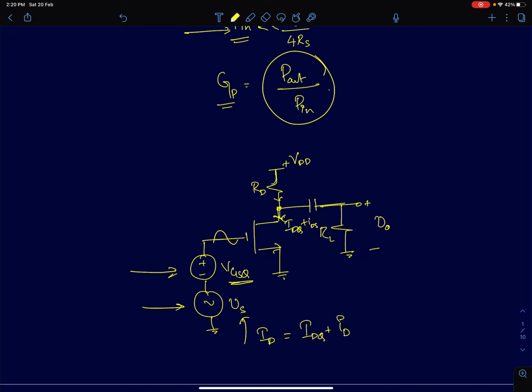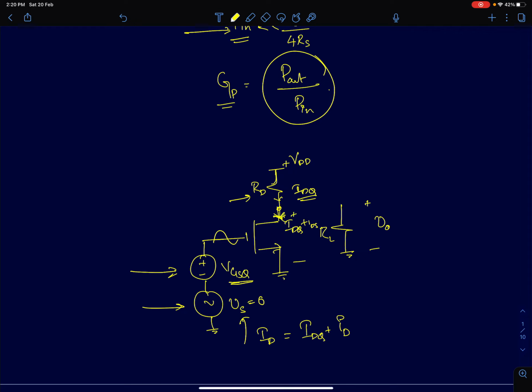Now before we begin the analysis, for the first, let's assume there is no signal present in the circuit, which means Vs is 0. There is a DC current which is flowing in the circuit. So we have a quiescent DC current flowing in the resistor, and there is also a quiescent DC current flowing in the MOSFET.